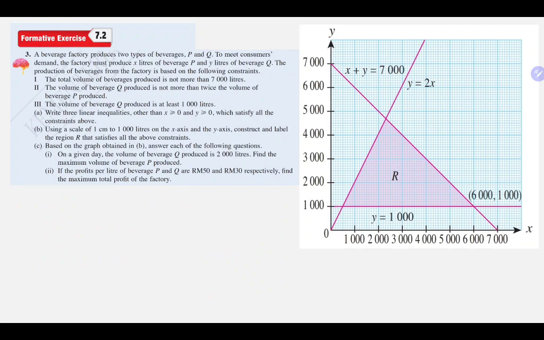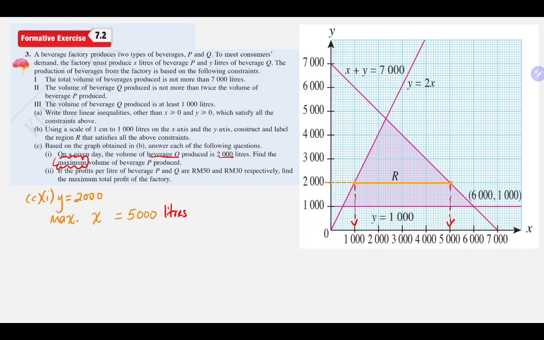Then C, based on the graph obtained in B, answer each of the following questions. Number 1, on a given day, the volume of beverage Q produced is 2000. Find the maximum volume of beverage P produced. So beverage Q produced is 2000 liters. Okay, so y equals 2000. I need to find the maximum. So look for the line. Okay, when y equals 2000, our x value is from 1000 up to 5000. And we want the answer for maximum. So the maximum volume of beverage P produced is 5,000 liters.